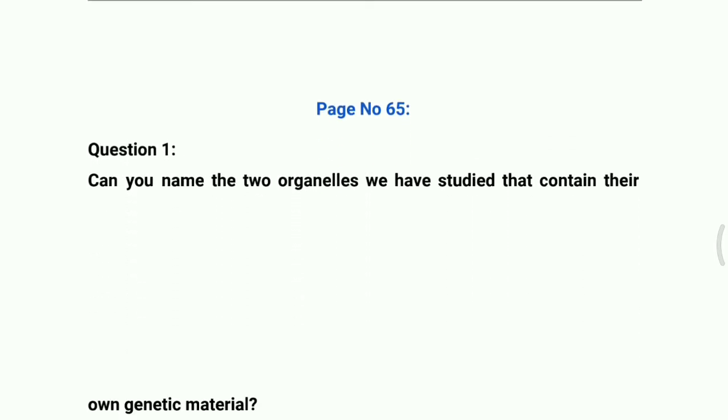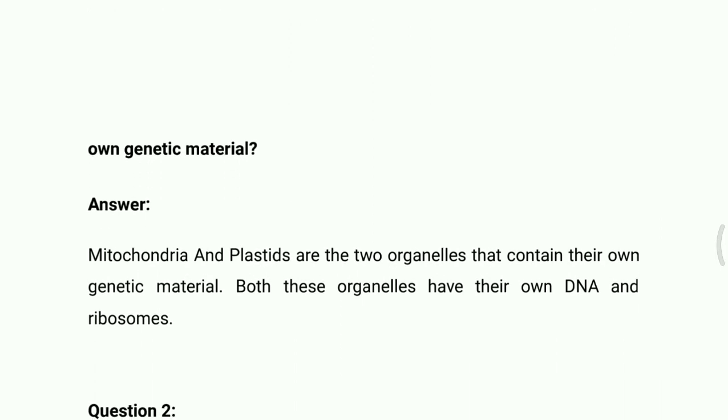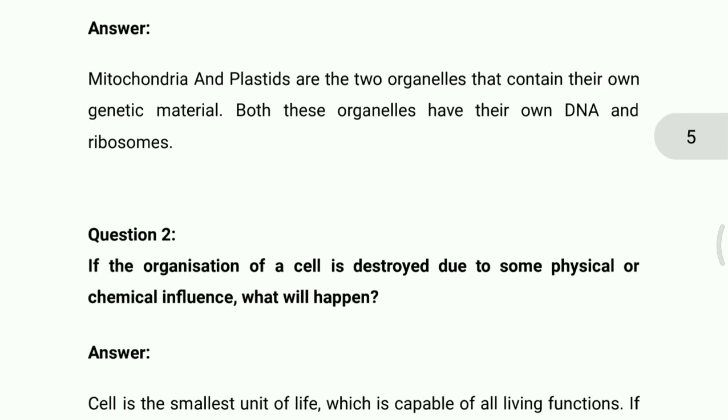Question number 1. Page number 65. Can you name the two organelles we have studied that contain their own genetic material? Mitochondria and plastids are the two organelles that contain their own genetic material. Both the organelles have their own DNA and ribosomes.